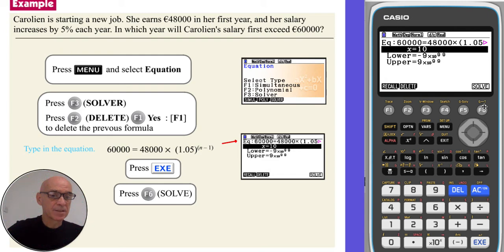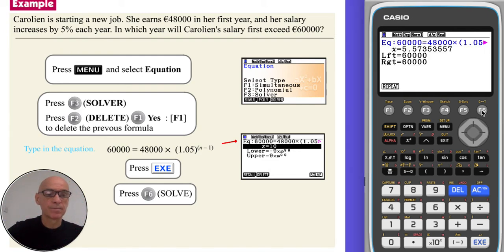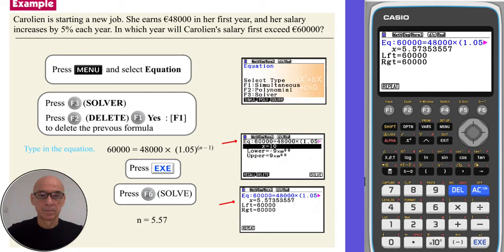Pressing F6 to solve the equation, we see that x, or n in our case, is 5.57. Now we can't have 5.57 terms in a sequence, so we round to 6. Caroline's salary will first exceed €60,000 in her 6th year.